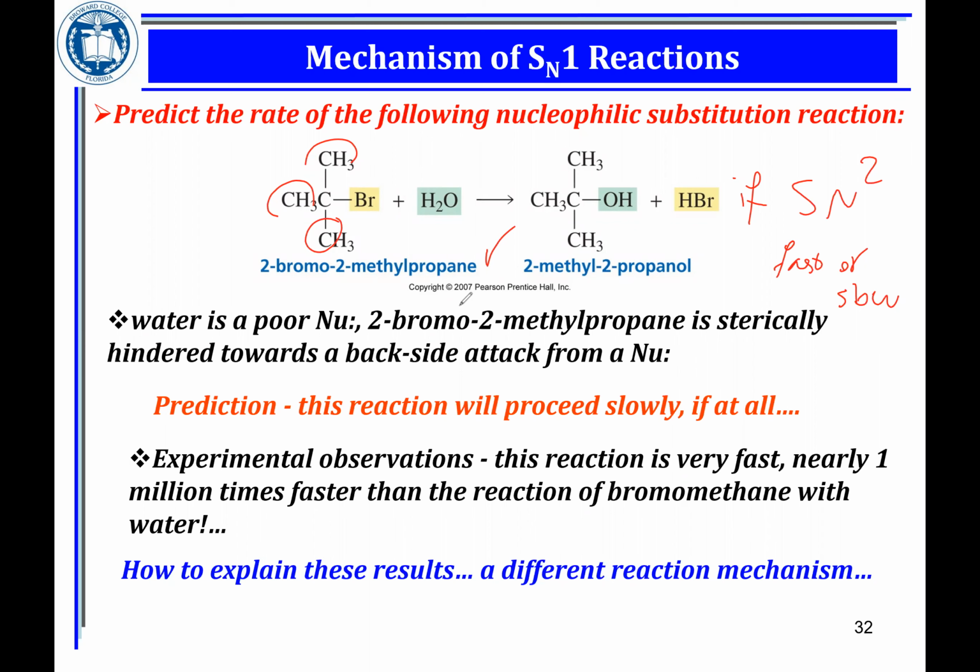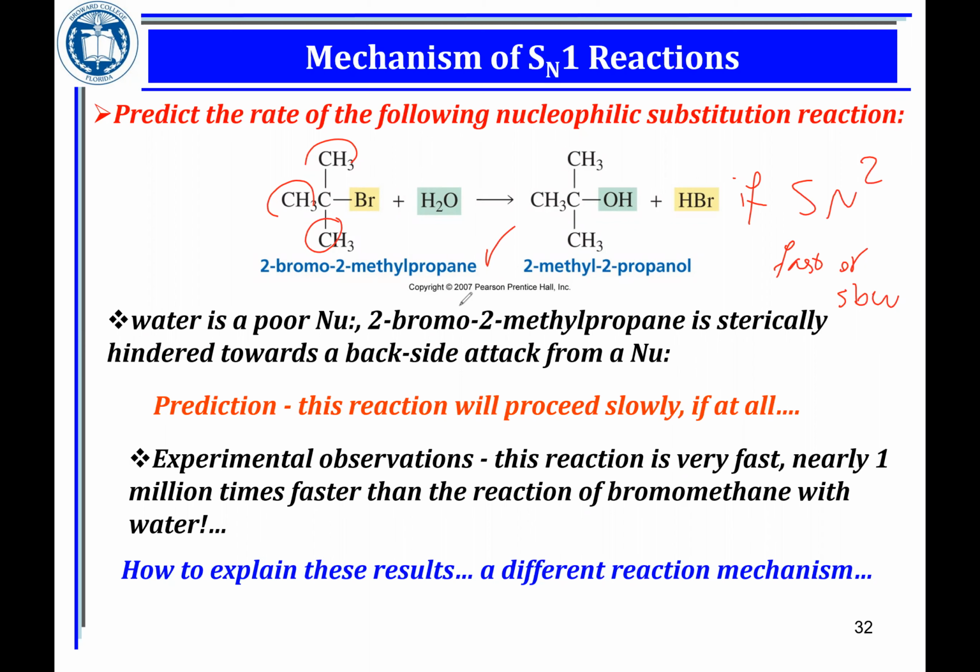What do you need for a good SN2 reaction? You need an alkyl halide that is not hindered, so you need a primary alkyl halide. What else do you need for an SN2 reaction to go fast? A strong nucleophile. Very good. Is this nucleophile strong or weak? It's pretty weak.